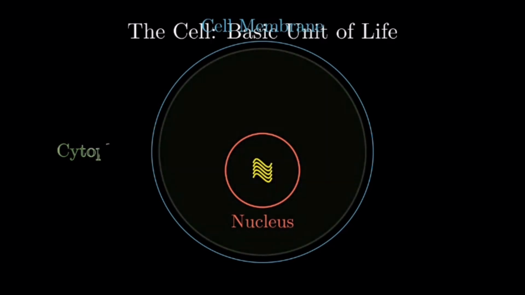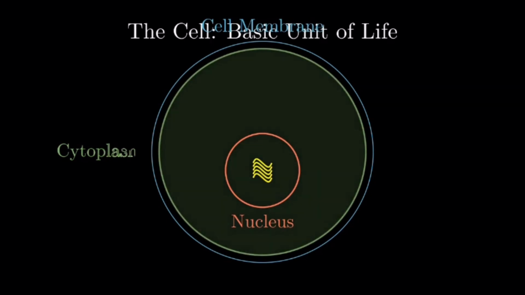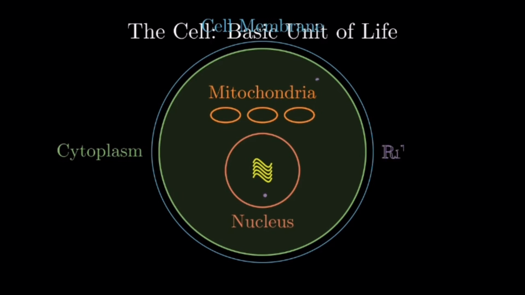Surrounding the nucleus is the cytoplasm, a jelly-like substance that fills the cell and provides a medium for chemical reactions to occur. The cytoplasm is where many of the cell's organelles are found, such as the mitochondria, which generate energy for the cell, and the ribosomes, which synthesize proteins.